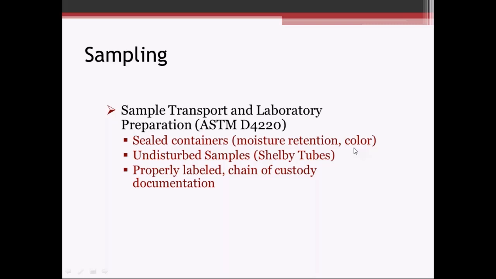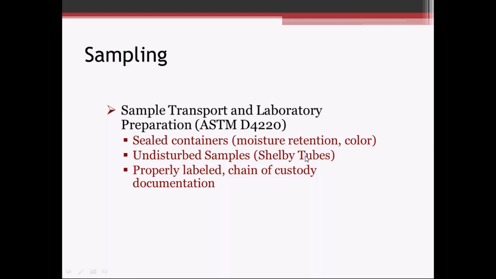Color isn't a real engineering property, but some soils oxidize, so you can collect a sample of gray material. If it's left exposed to air too long, it could turn brown. So that can create a problem if we're doing field inspection, and we're trying to compare what we're seeing in the field to what the laboratory is calling out the materials for color.